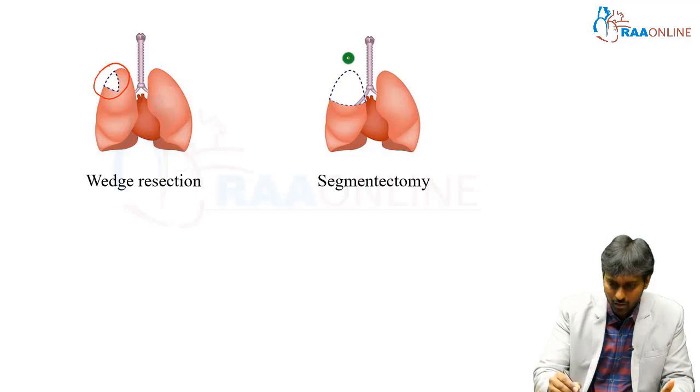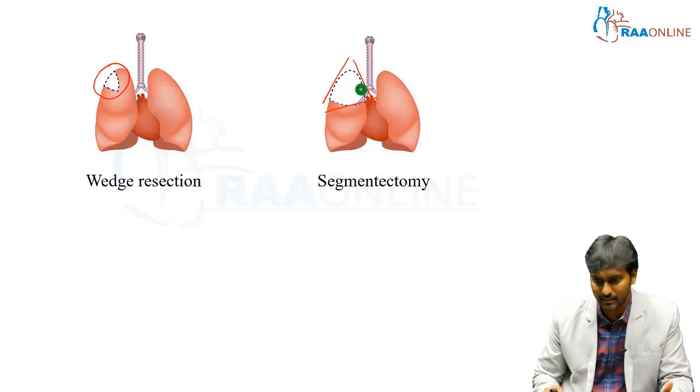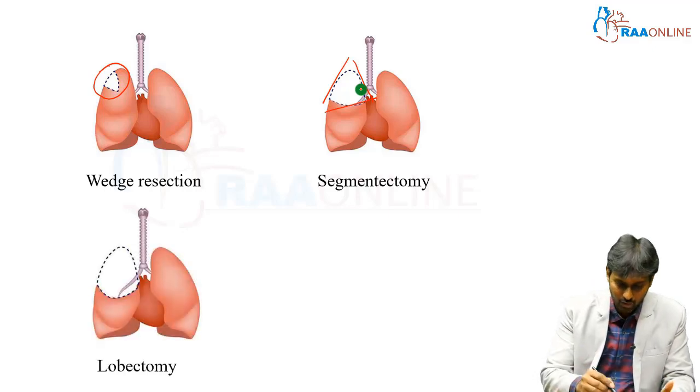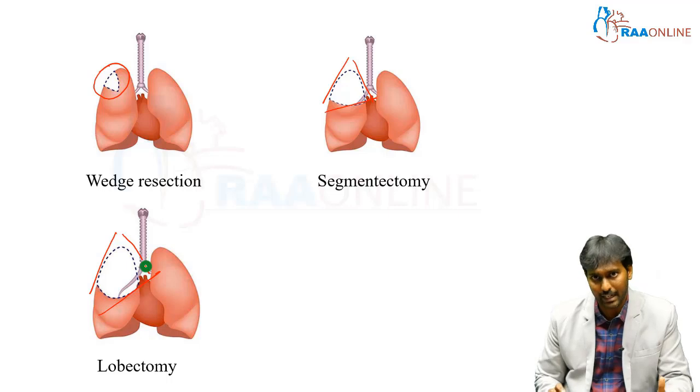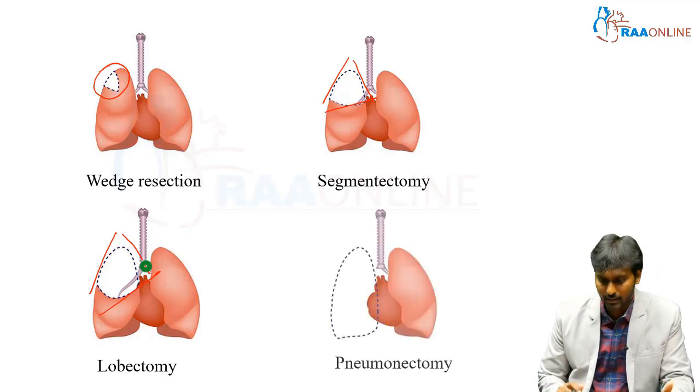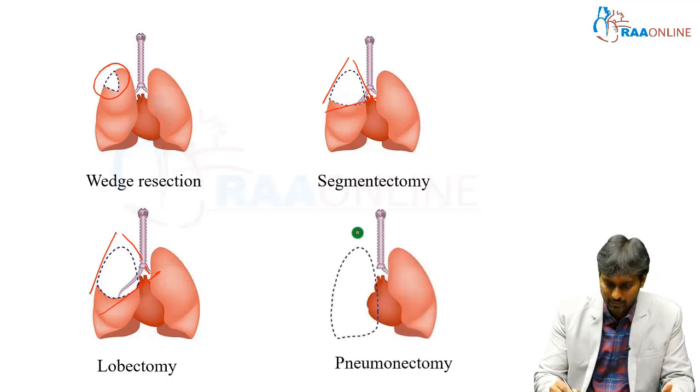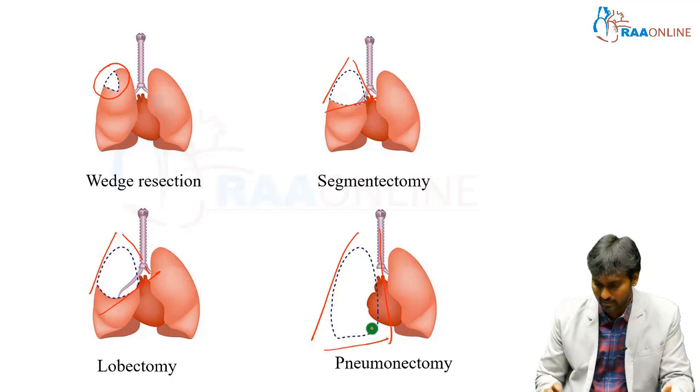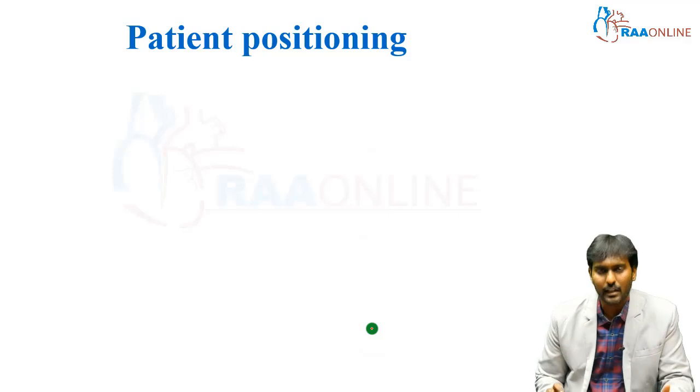If at all you want to remove a segment, that is only a bronchopulmonary segment, it can be done through the thoracic incision. Next, a lobe. In this case, you can see the right upper lobe alone is being removed, which can be addressed using a thoracic incision. And next is a pneumonectomy, where the entire right lung is being removed using a thoracic incision. Next, we move on to the patient position.